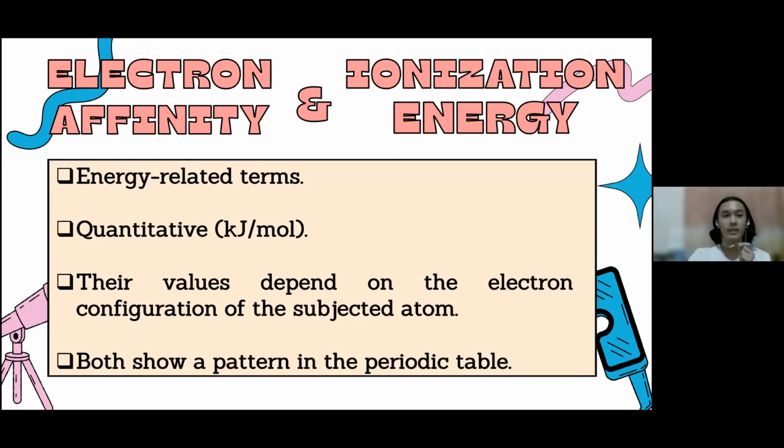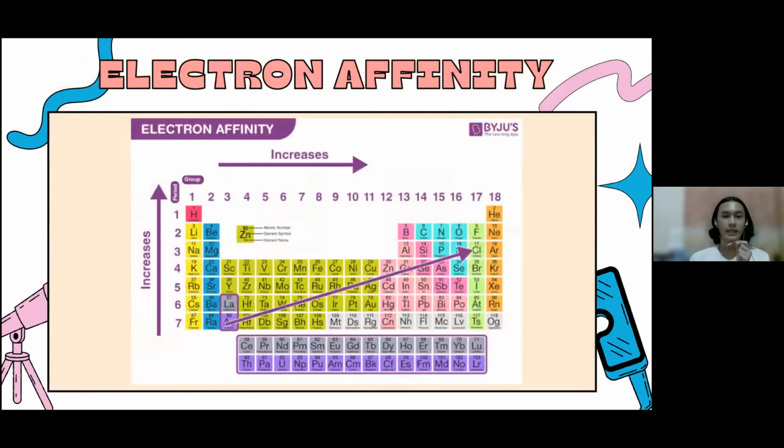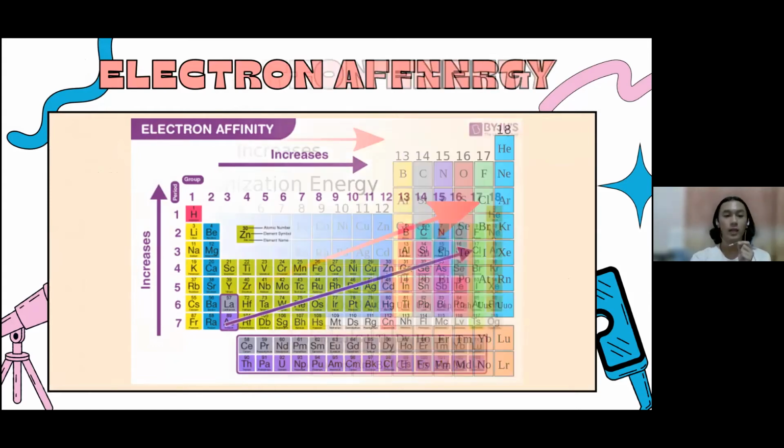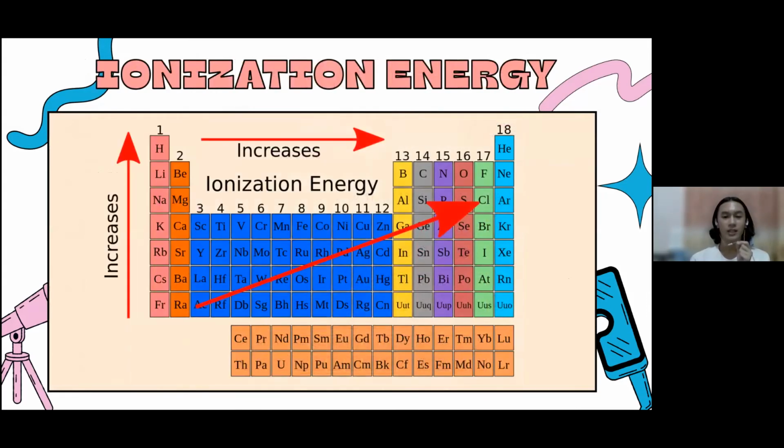So for electron affinity's periodic trend, it increases for the groups from the bottom to the top, so basically upward, and then it increases as well from left to right across periods. So same with ionization energy, it increases from left to right across periods and also increases upwards in terms of groups in the periodic table.